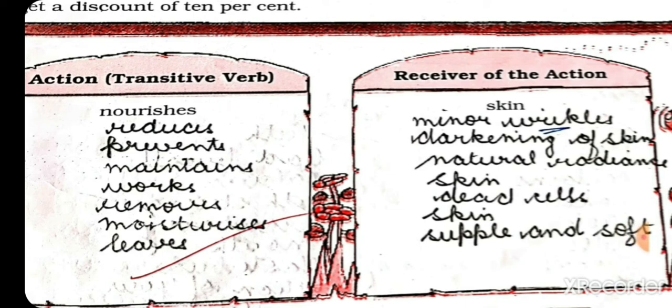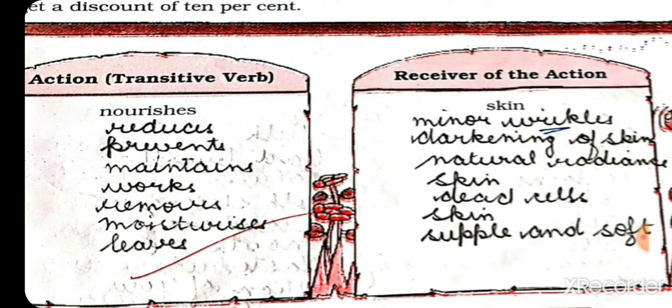Now, beta, in the first table, you have to write down the action, which means the transitive verb. And students, do you know what a transitive verb is? Yes, students, verbs which carry the action of a subject to an object. Verbs which carry the action of a subject to an object are called transitive verbs. And students, a transitive verb always answers the question what or whom if the object is a living being.